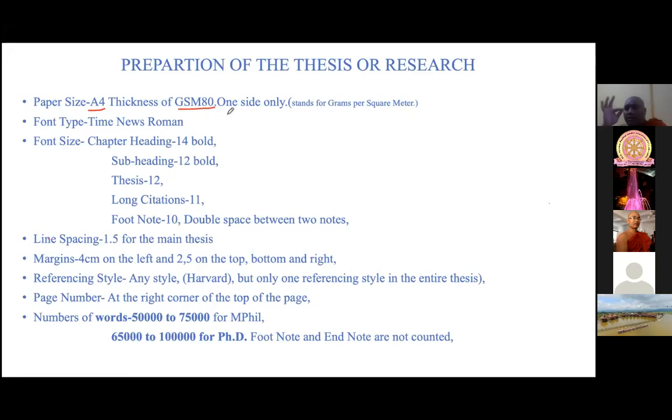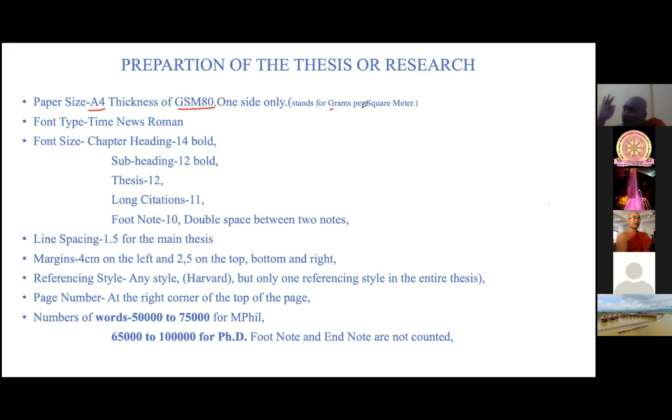This is the measurement of the thickness of the paper. You must print on one side only, not double sided, not both sides, only one side. GSM stands for grams per square meter. Here I added grams per square meter.